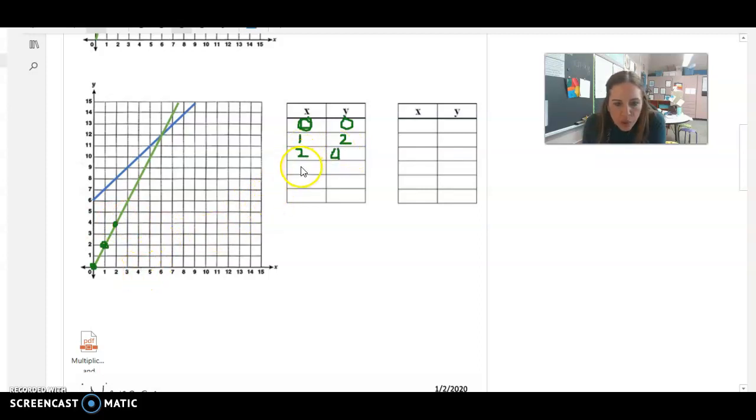And let's do one more. Let's say 3. Okay, so let's go to 3 on the x-axis and go up and figure out where it meets the green line. And it meets the green line right here. And so when x is 3, y is 6.